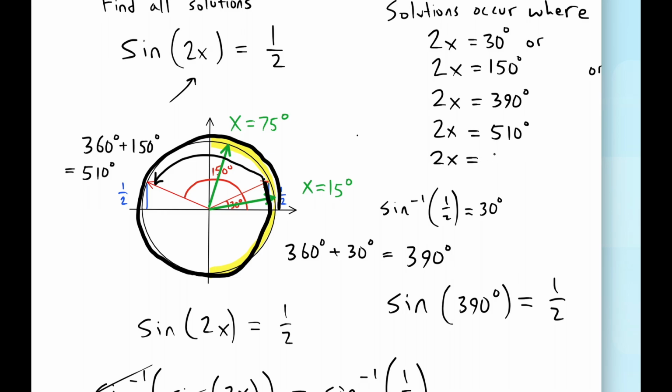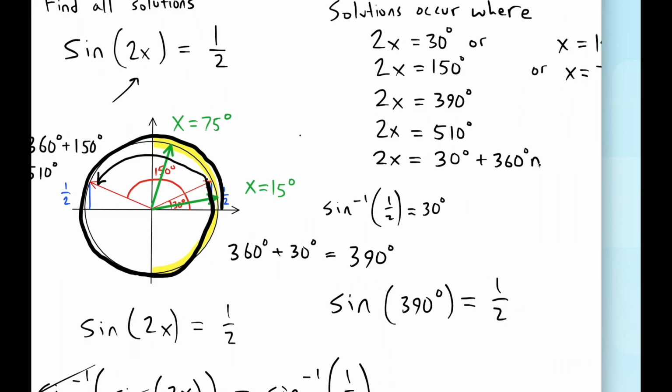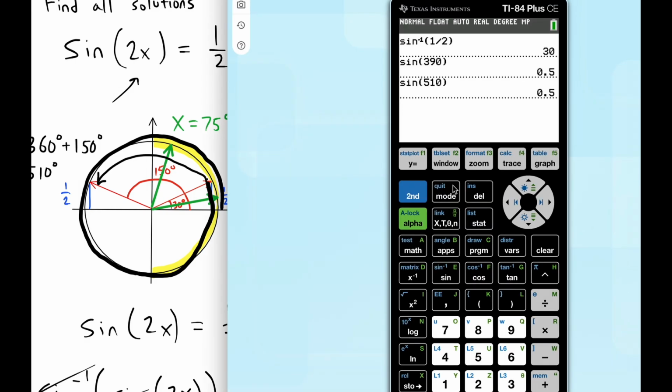So the way we write that is that we could say that 2x needs to be 30 degrees plus 360 times n, where n is any integer. So if n was 0, then we'd be at 30 degrees. If n was 1, we'd be at 390 degrees. If n is 2, we would be at 720 plus 30, which is 750 degrees. And the sine of 750 is also 0.5.